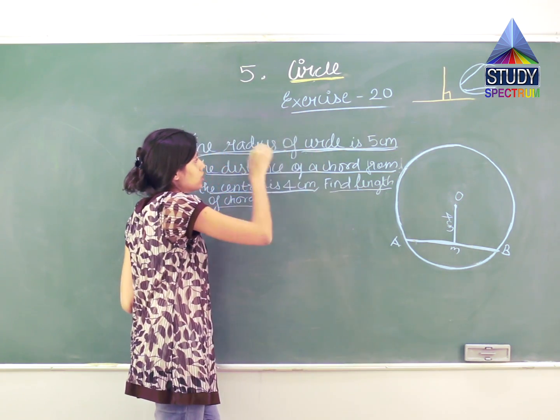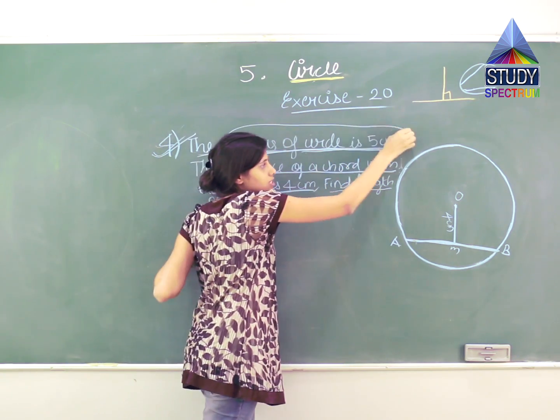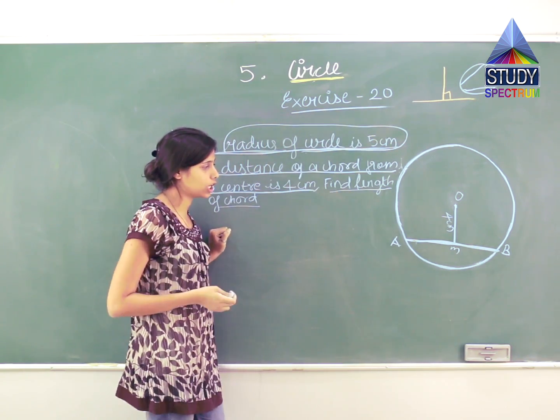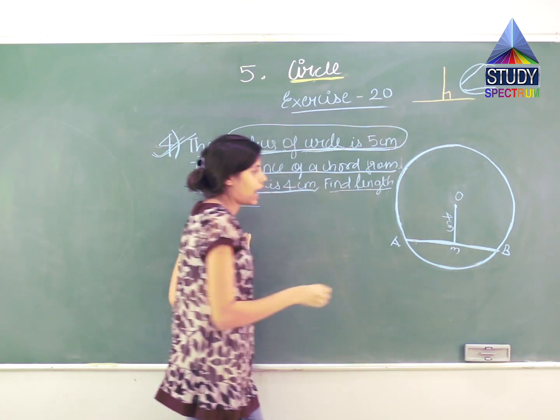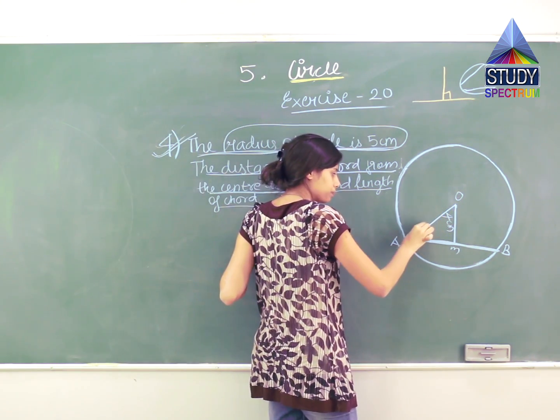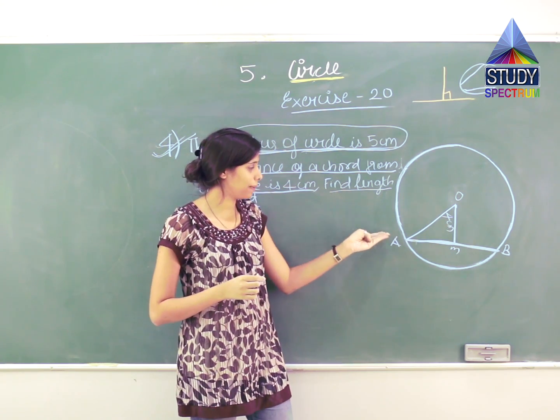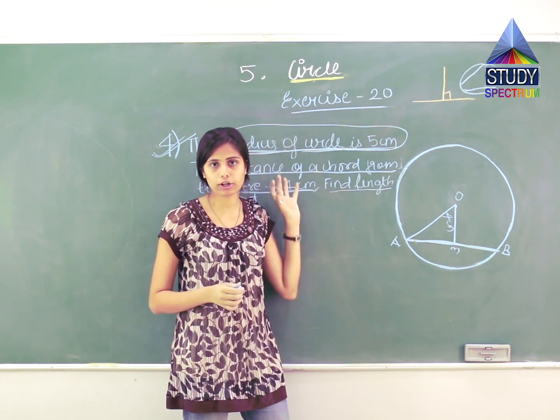Go back to this question. They are telling you that the radius of the circle is how much? 5 centimeter. मतलब ये information तो हमने use ही नहीं किया कहीं पे. So let us use that. I'll draw a radius OA. Why only radius OA? Because अभी यहाँ पे AB point बताया हमें और कोई point तो नहीं बताया.